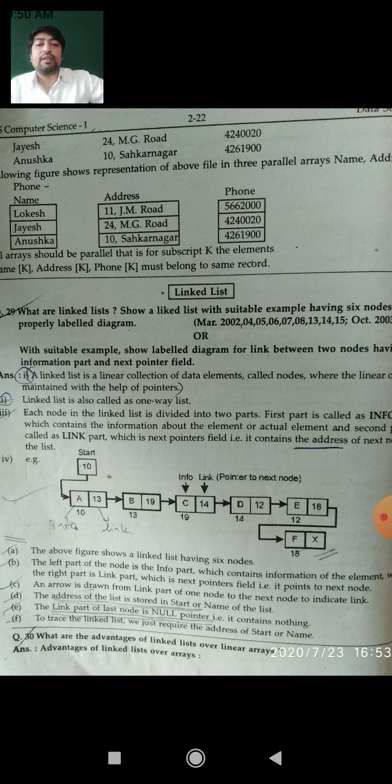Start is there and an arrow is there, shifting from one node to another node. We will explain about the node in our next point. Firstly, the second point explains that a linked list is also called a one-way list.